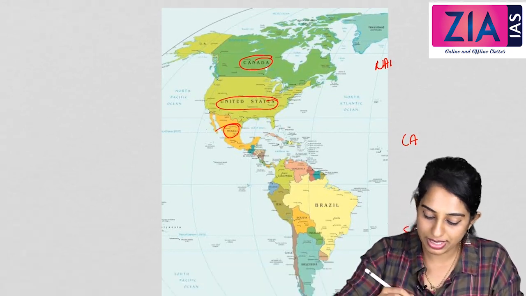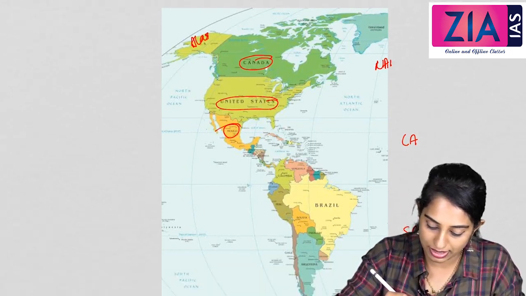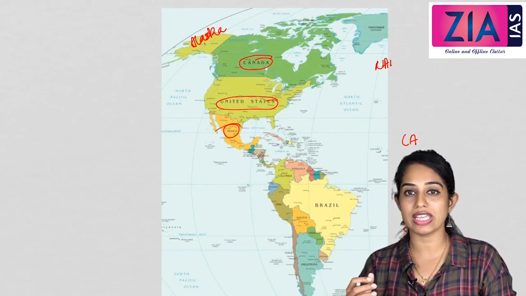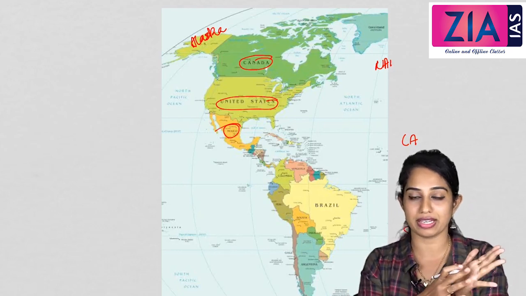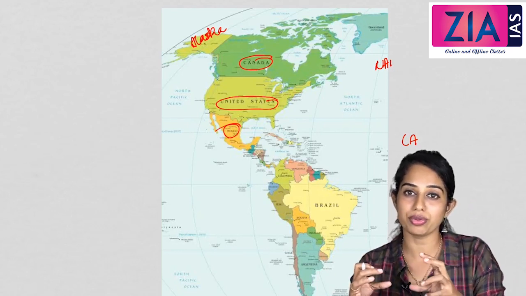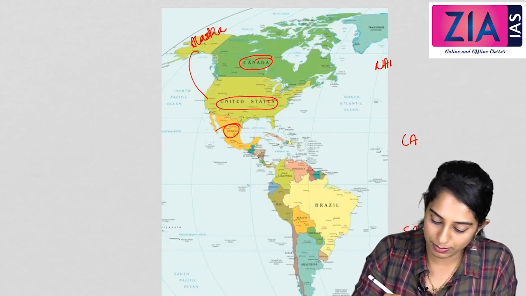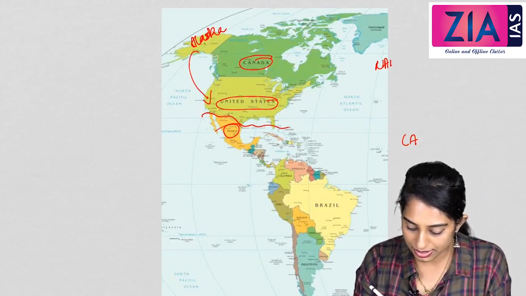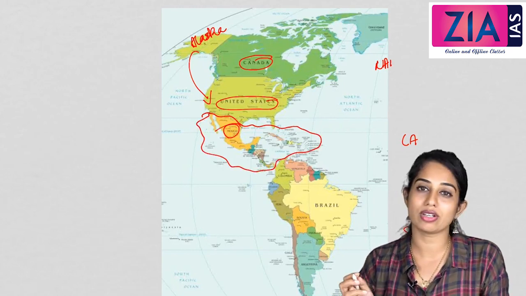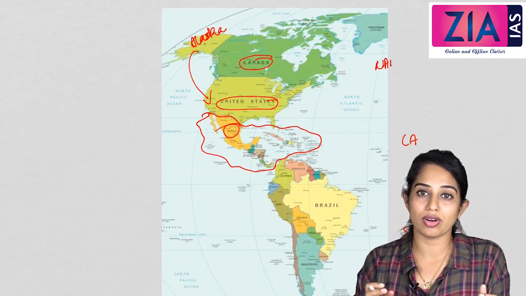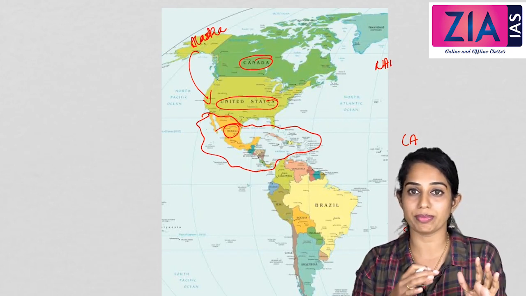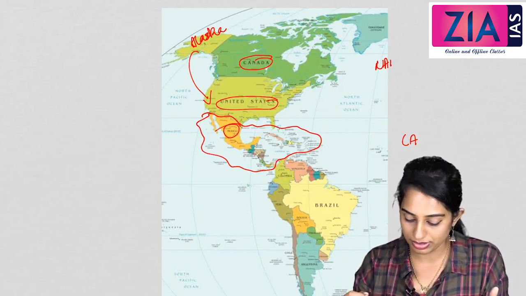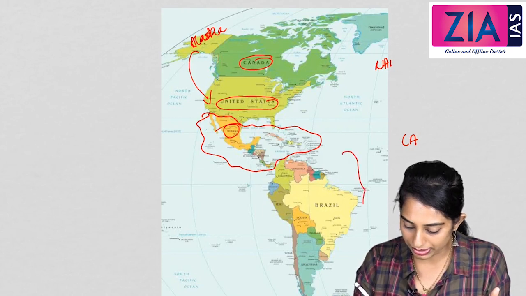We can see here this area is called Alaska. Even though geographically it is a part of Canada, Alaska is politically a unit of the United States, so it belongs to the US. And this area is called Middle America, as we have discussed. Mexico, Belize, Honduras and many countries are there, we will come to that later, and this is South America.